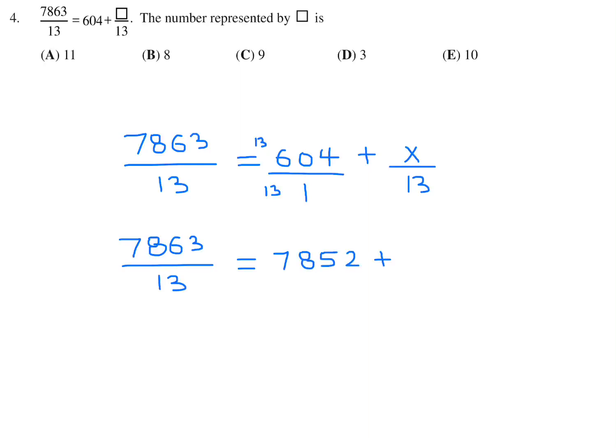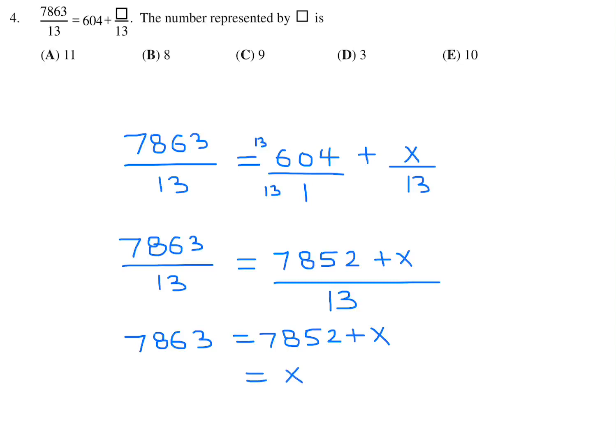7852. And there you go. The denominators are the same, so we really only need to look at the numerators. So 7863 is equal to 7852 plus x. And therefore x is equal to 7863 minus 7852, and that is 11. So the number represented by the box is 11, and therefore number 4, the answer is A.